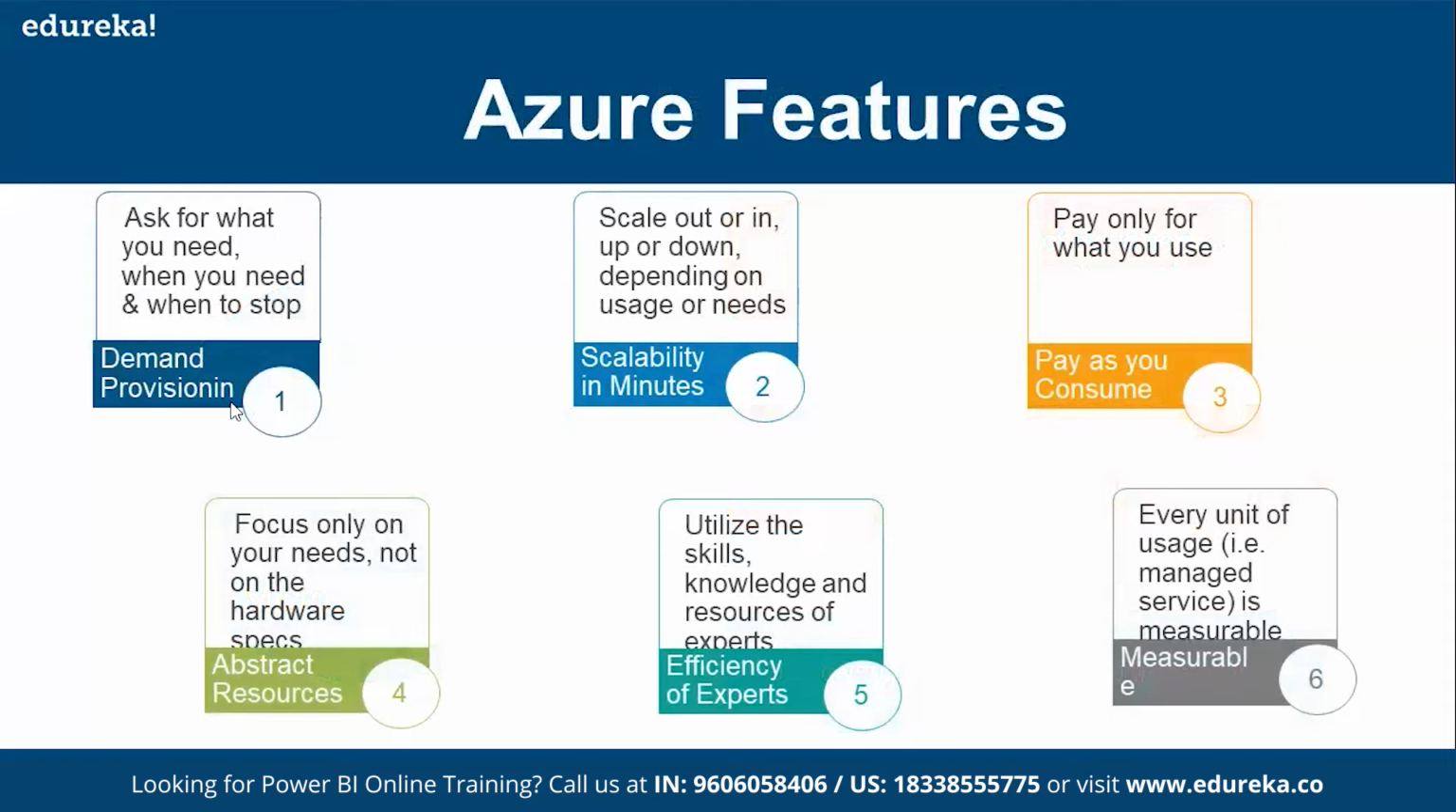So based on our demands, we'll get it. Suppose, a simple example: I'm running an e-commerce application. During the holiday time, I want more network communication, because more people will access our application, right? So only during the peak time, maybe December and the holiday period, I want more storage or more network connectivity. So in that time, I can demand more.